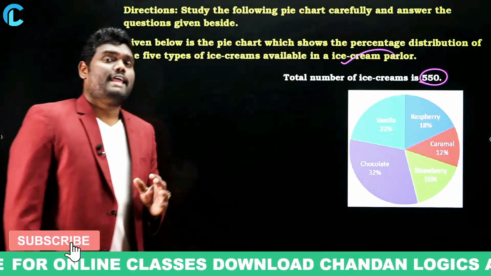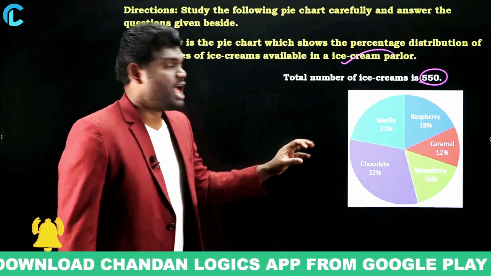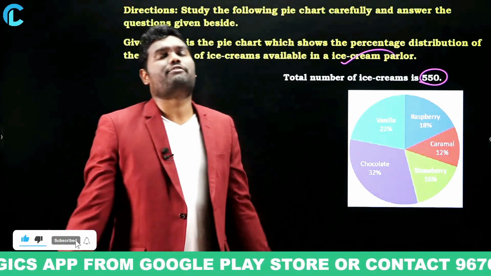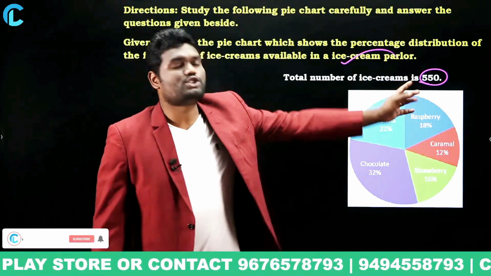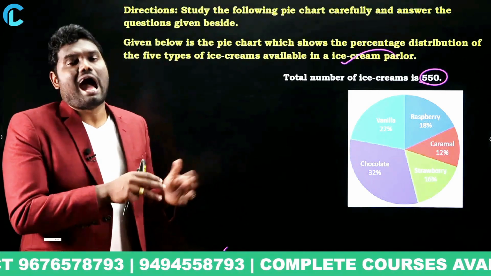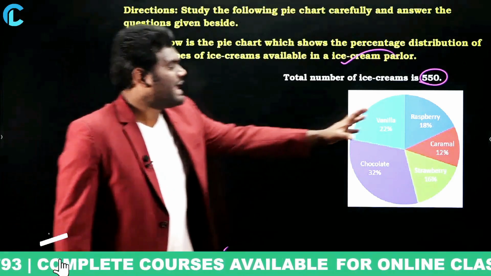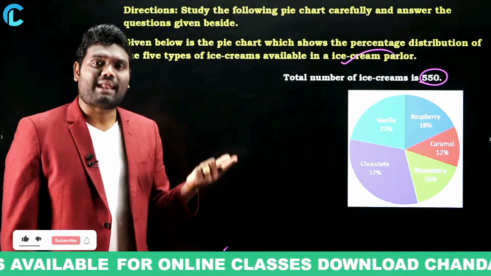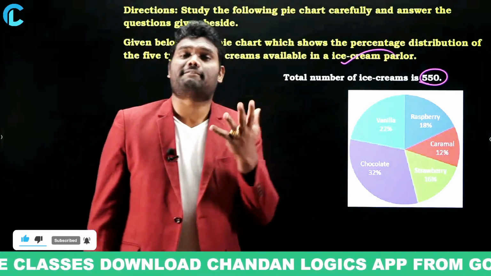Now if someone asks you the question, how many ice creams are there out of the total 550 with chocolate flavor? That means 32% of 550. Why? Because the total ice creams are 550, and you have 5 different flavors. Yes or no? One is vanilla, one is caramel, one is strawberry, one is chocolate, one is raspberry. These are the different flavors.